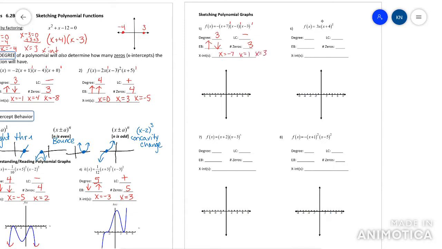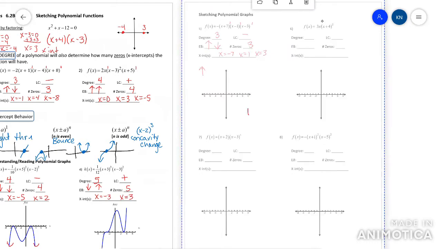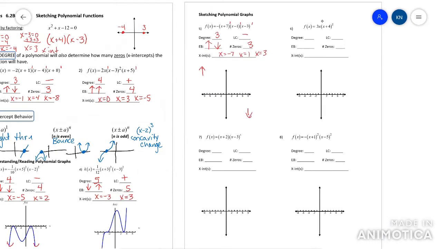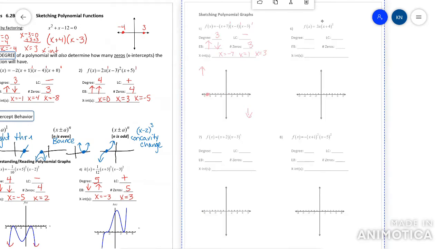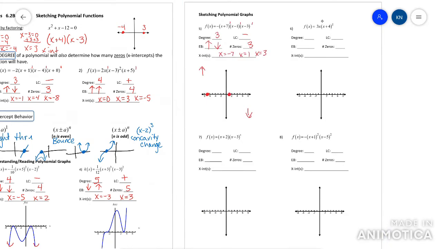So if I was graphing this line, the first thing I would do is I would draw my arrows. I know that this arrow has to end going up. And I know that on this side, the other arrow has to end going down. Now, the next thing I do is I put my x-intercepts down on the graph. So like there's one here at negative 7. There's one here at 1. And then there's one here at 3.